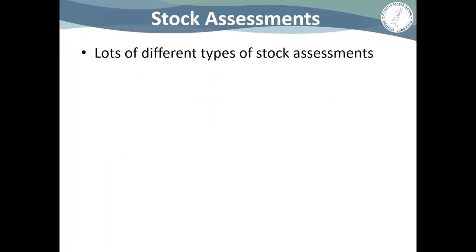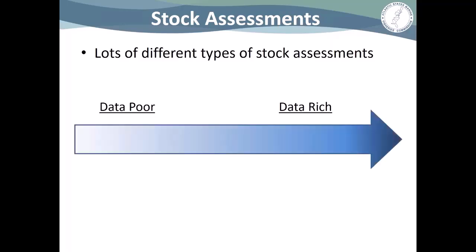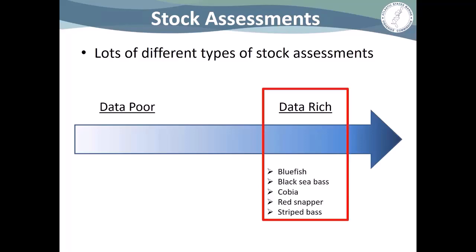So, first of all, obviously, there's not just one single stock assessment. There's really a whole range of different models, different approaches that we use to assess species. And it really is based on the quality of the data. We can usually divide them into data poor and data rich stocks and stock assessment models. It's really more of a spectrum as opposed to two categories. But today I'm going to be focusing on this data-rich corner here, because this is where a lot of the species that you're probably familiar with are assessed.